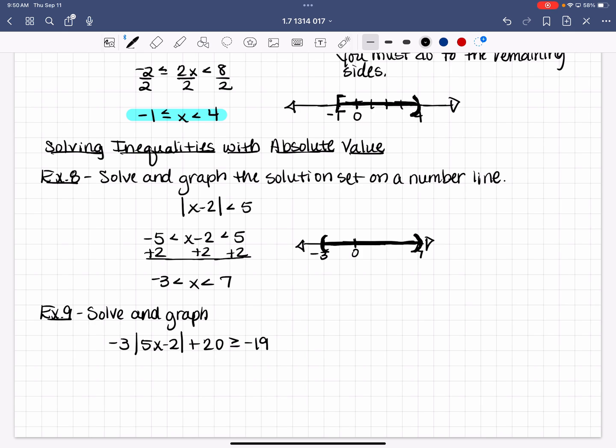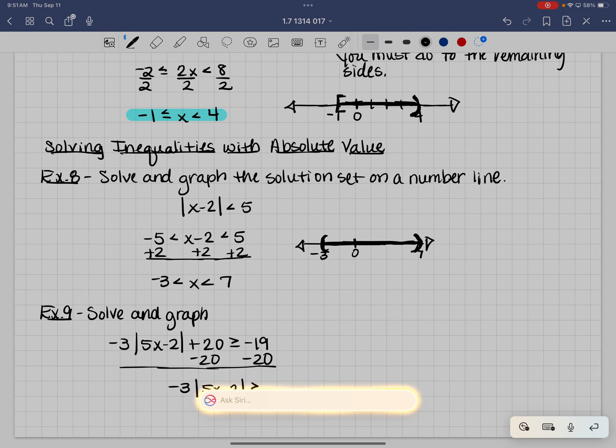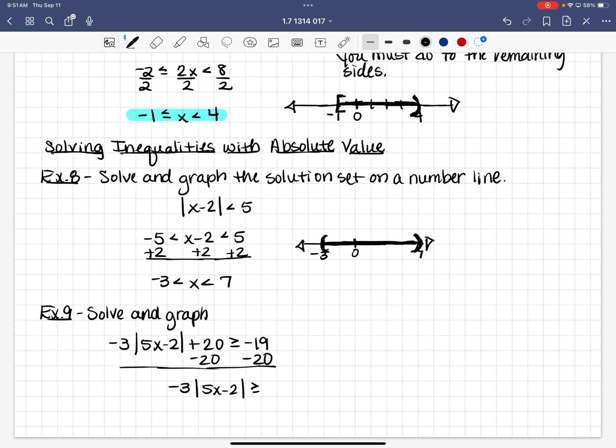Okay, your goal, you've got to get the absolute value by itself. Just like yesterday when it was an equation, what did we do? The first thing we did was get absolute value by itself. So I'm going to subtract the 20. Okay, that's going to give me -3 absolute value of 5x minus 2 is greater than or equal to -39.